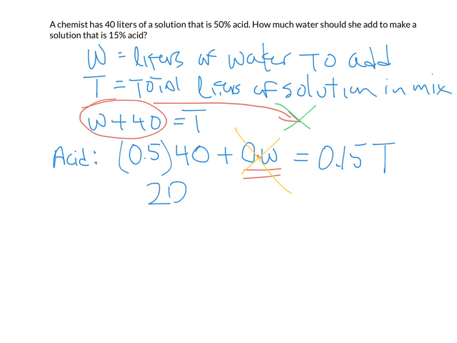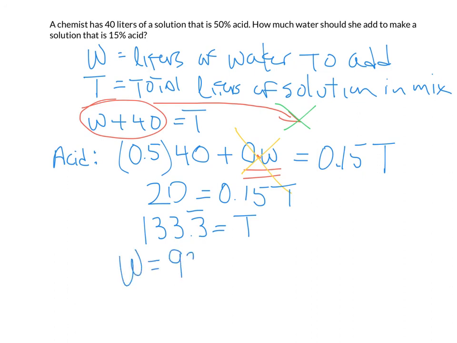You've got 20 equaling 0.15 T. So we're going to divide 20 by 0.15. How many times does that fit in? It's 133.3 repeating liters. So 133 1/3 liters is the total. And we started with 40 liters, which means if we subtract 40 from that, we're going to get 93.3 liters of water. So the amount of water that should be added is 93 1/3 liters.